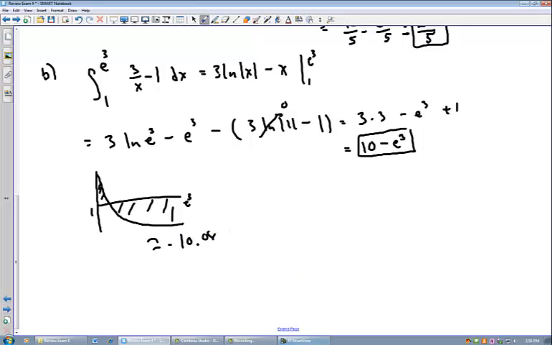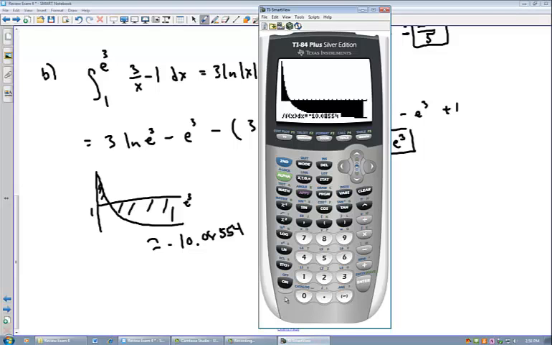And you can copy down the whole thing if you really want to, right? 5, 5, 4. And I can check it. On my calculator, I can take 10 minus e cubed, and I better get out the same answer, otherwise I made a mistake someplace. And I get out the same answer. So this checks out. This is good to go.